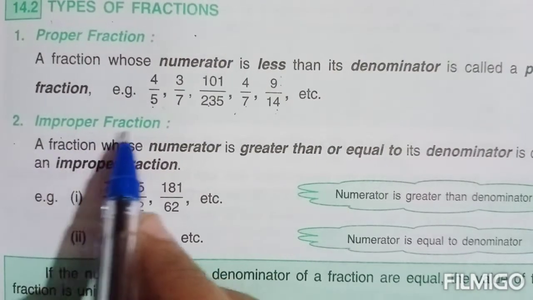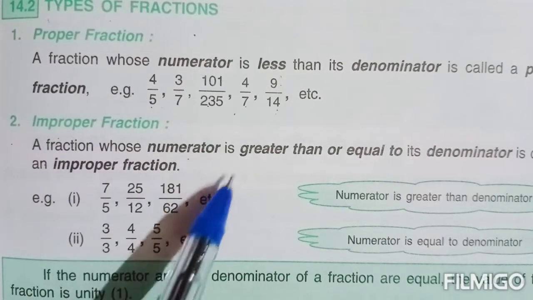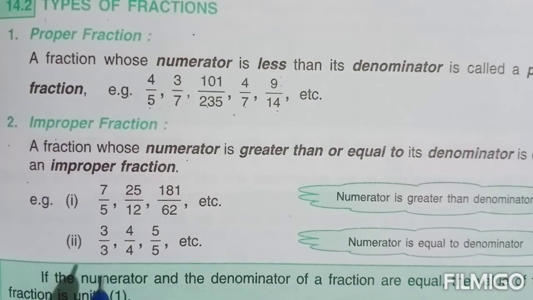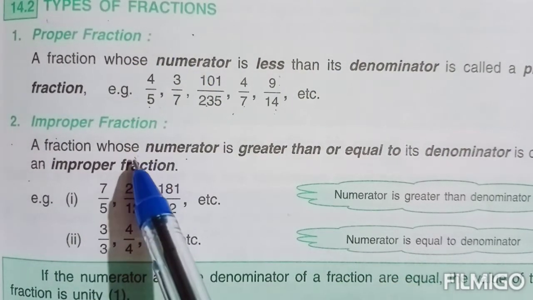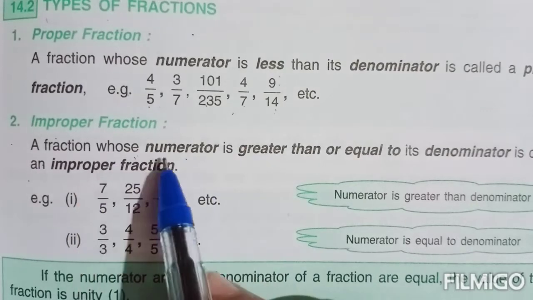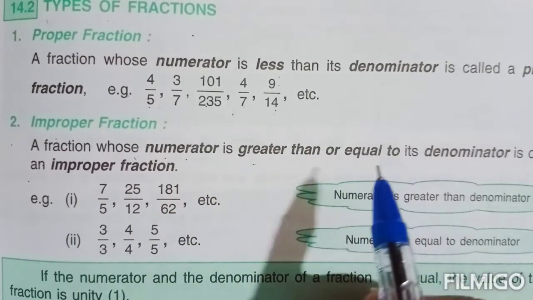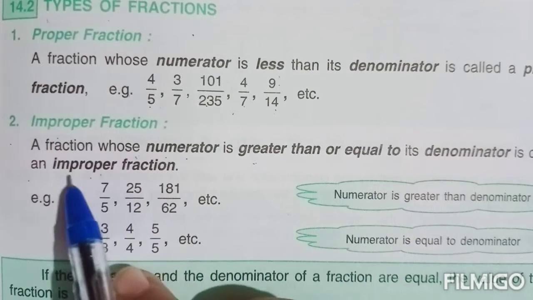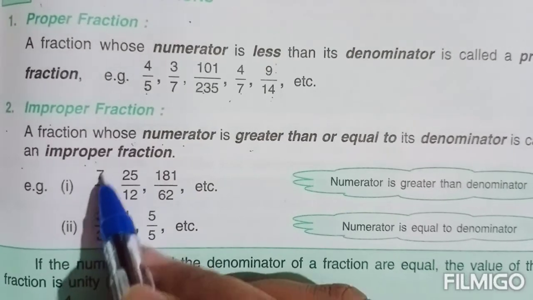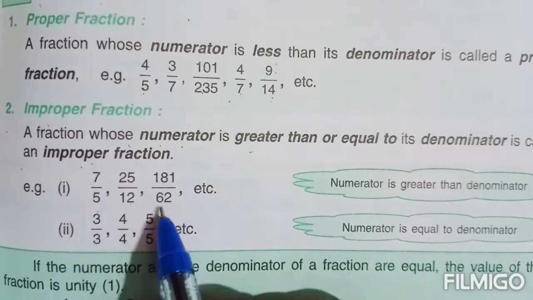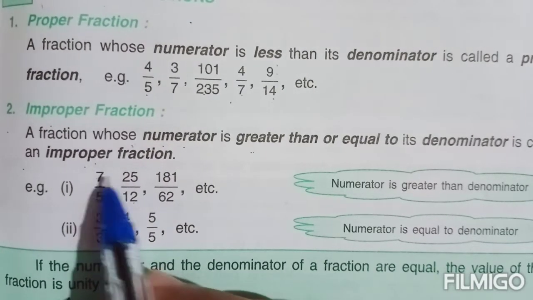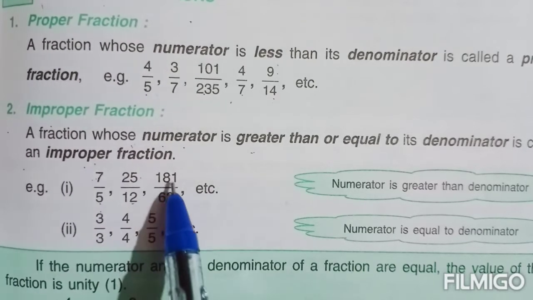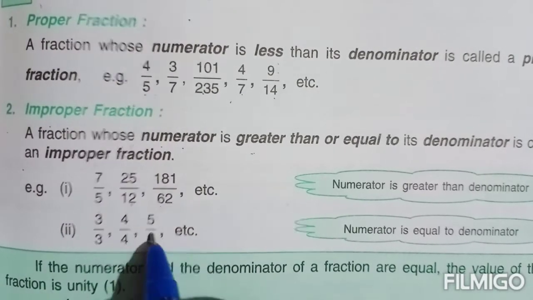And second one, improper fraction. A fraction whose numerator is greater than or equal to denominator is called an improper fraction. So just opposite of proper fraction, it is improper fraction. That is, numerator will be greater than the denominator or numerator can be equal to denominator. Such type of fraction is improper fraction. Example 7 by 5, 25 by 12, 181 by 62. You can see that numerator is greater. Okay, 7 is greater than 5, 25 is greater than 12, 181 is greater than 62.